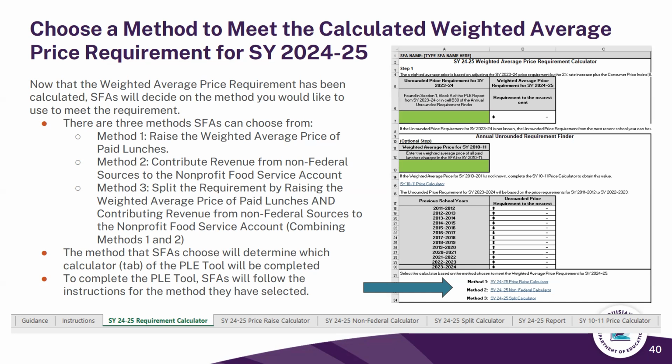SFAs can choose from. Method 1, raise the weighted average price of paid lunches. Method 2, contribute revenues from non-federal sources to the nonprofit school food service account. Method 3, split the requirements by raising the average weighted price of paid lunches and contributing revenues from non-federal sources to the nonprofit school food service account, combining methods 1 and 2. The method that they choose will determine which calculator tab of the PLE tool will be completed. To complete the PLE tool, SFAs will follow the instructions for the method they have selected.